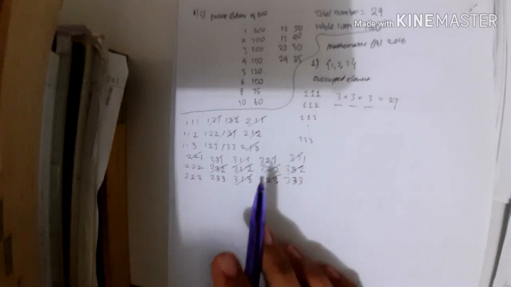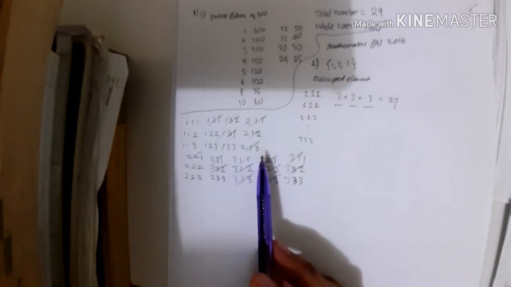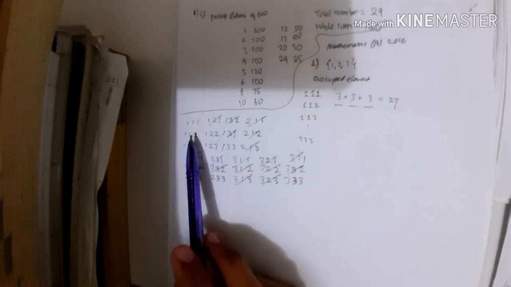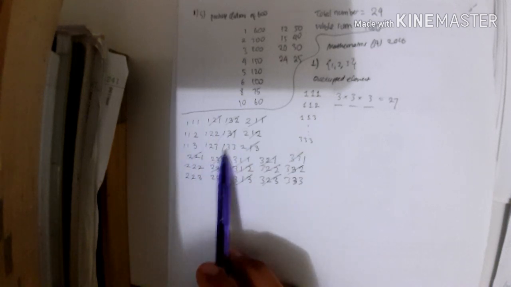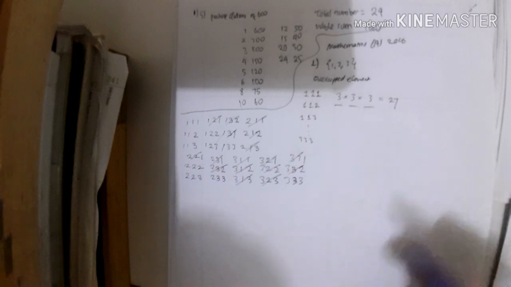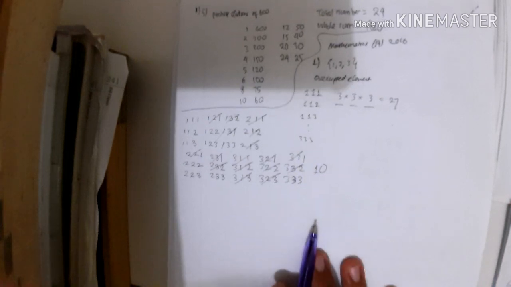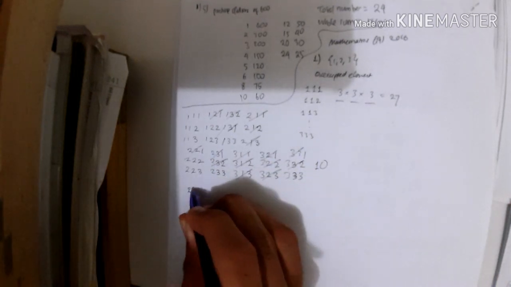Finally, the total number of selections when we do not take the order into account is 1, 2, 3, 4, 5, 6, 7, 8, 9, 10. So there are 10 if we do not take the order into account. You can see the answer there: the first box is 27 and the second box is 10. Okay, let's go on to number 2.